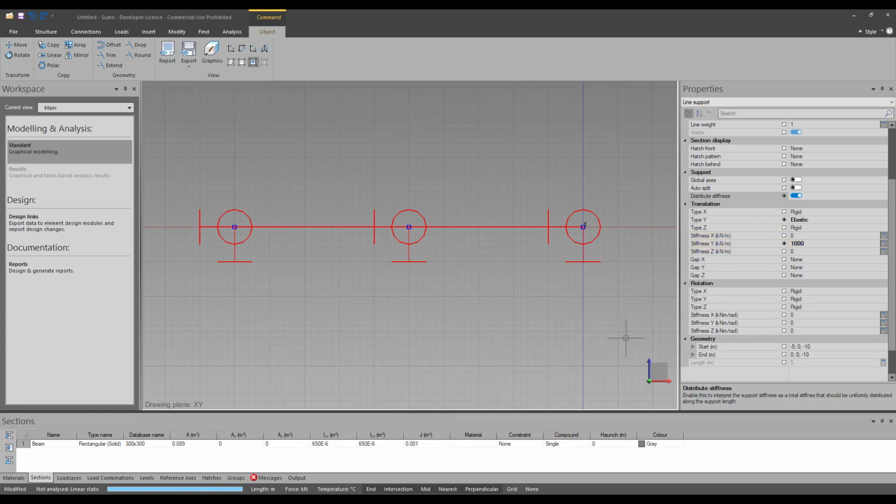If the distribute stiffness slider is switched off, then no distribution is applied. The equivalent elastic point supports at each node receive a total value of 1000 kilonewtons per meter.